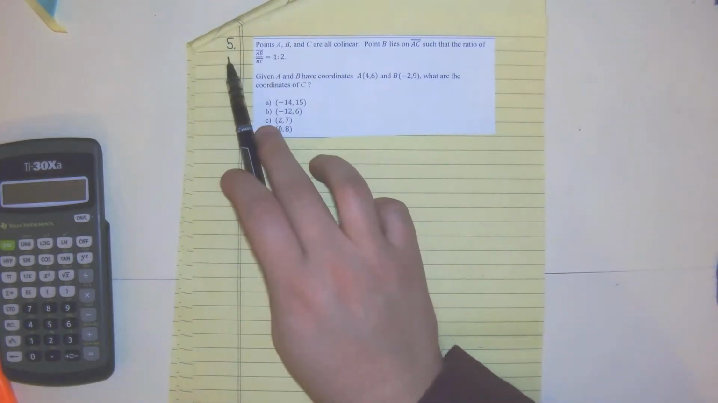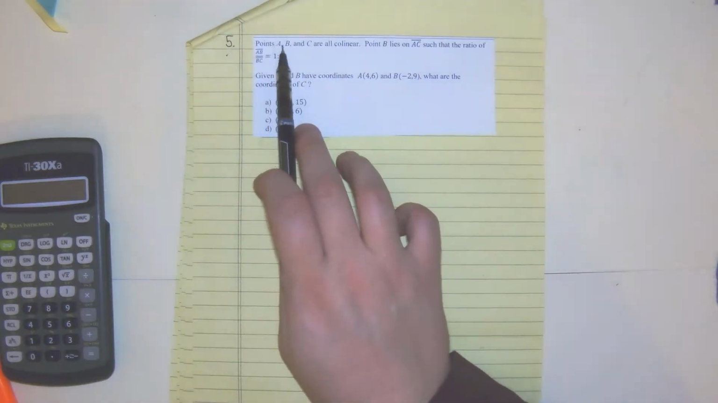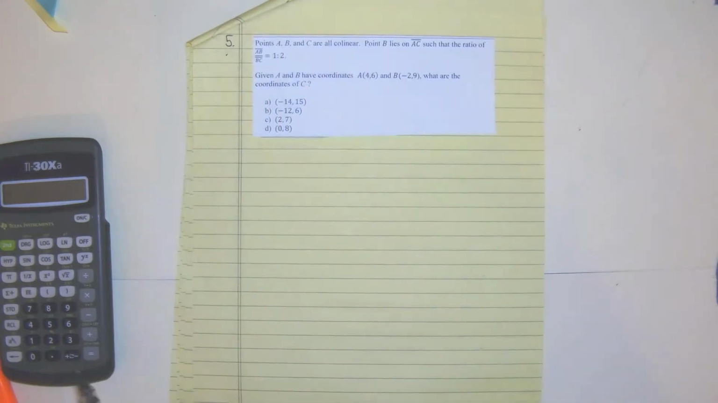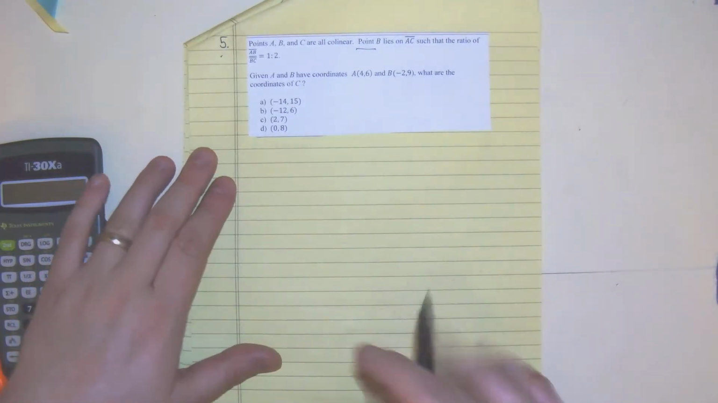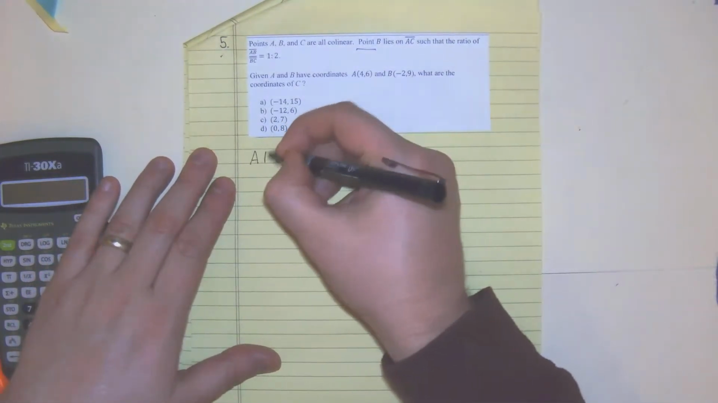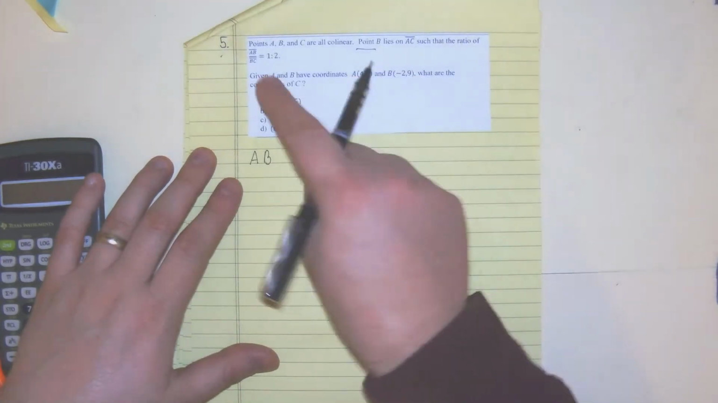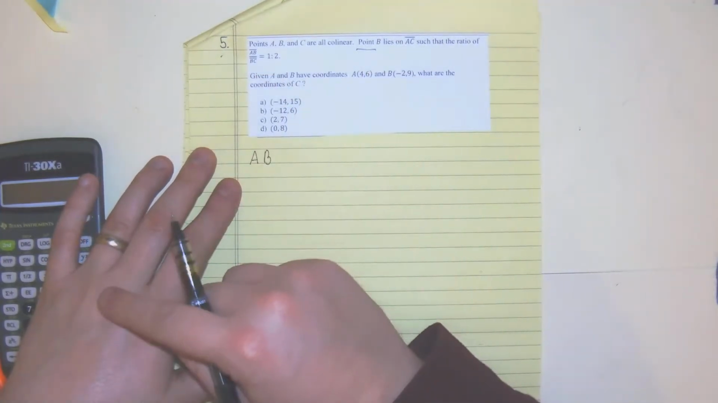We're looking at number 5. Number 5 says points A, B, and C are collinear, and it's saying that point B lies on top of line segment AC, such that we have a ratio when A is to B, it's 1 to 2. So what that's saying is AB is going to be half the size of BC.